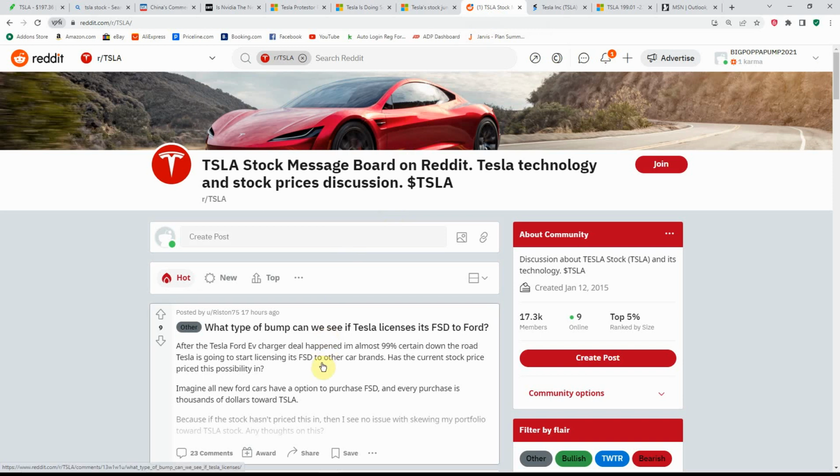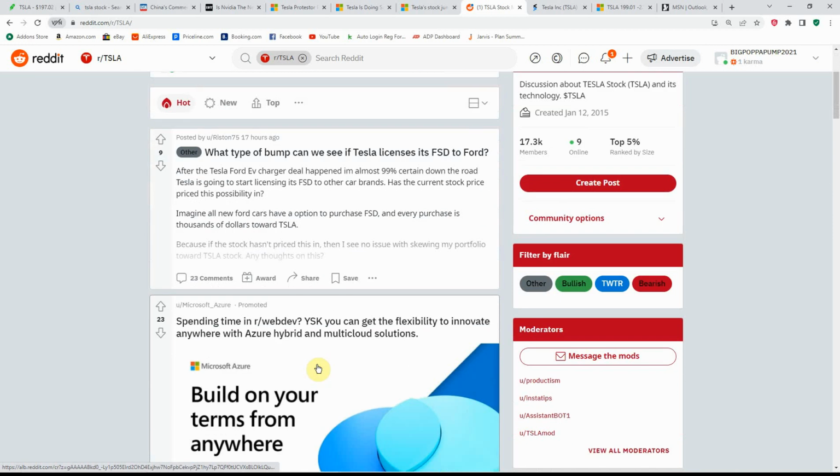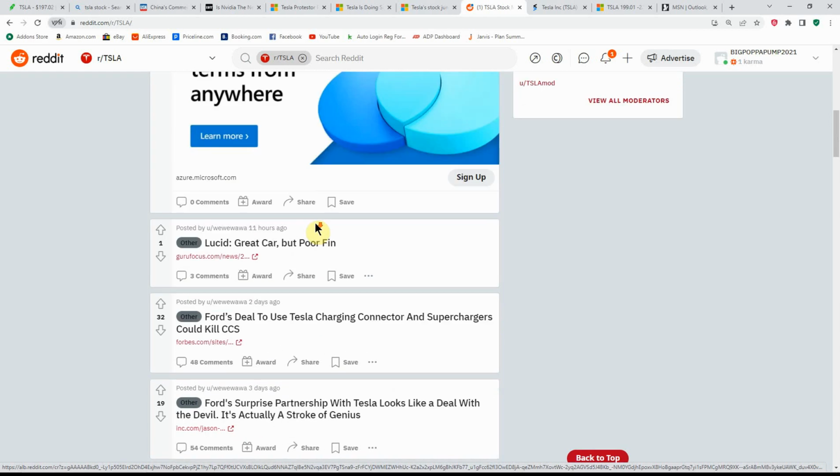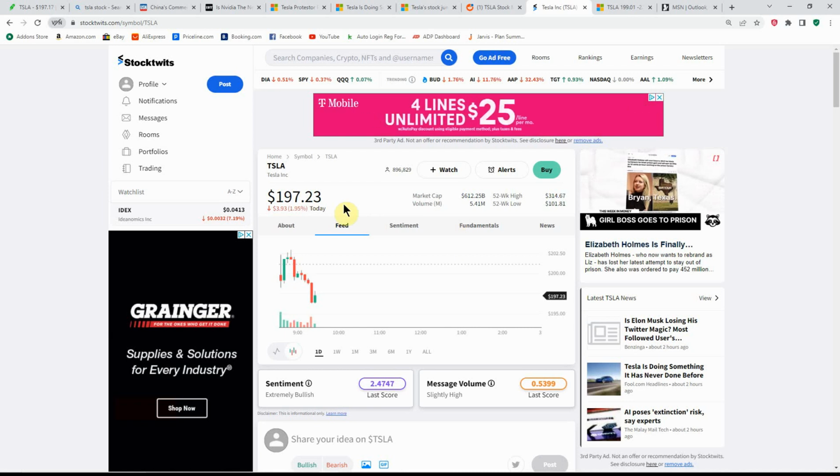So, over here on Reddit: what type of bump can we see if Tesla licenses its FSD to Ford? The big talk lately is Ford is going to be using Tesla's Superchargers, so I don't know what kind of deal they have going or what it's going to cost Ford, but I thought that was kind of interesting. Lucid stock hasn't done squat. Ford's deal to use Tesla's charging connector and Superchargers could kill. Ford's surprise partnership with Tesla looks like a deal with the devil. It's actually a stroke of genius. So we'll see. Maybe they'll partner up. Maybe Musk will just buy Ford. He's got enough money. If you look at the market caps, he could probably do it.